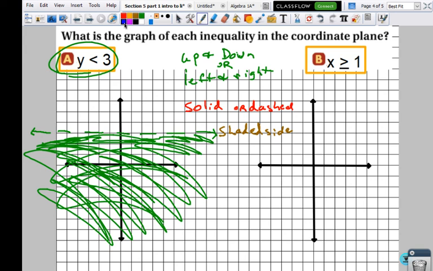Is it up and down, left and right, Alex? On part B. Careful, check your notes. Up and down. Up and down, right? When it's X, it's going to be up and down. So this one's up and down. So I'm going to go over here to 1, and it's going to be up and down.